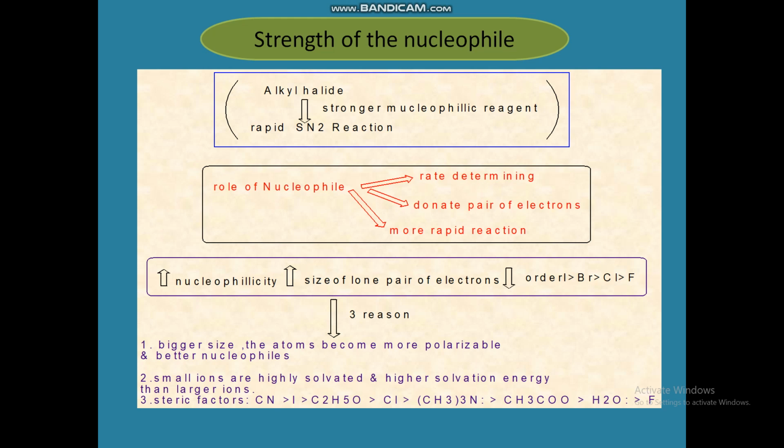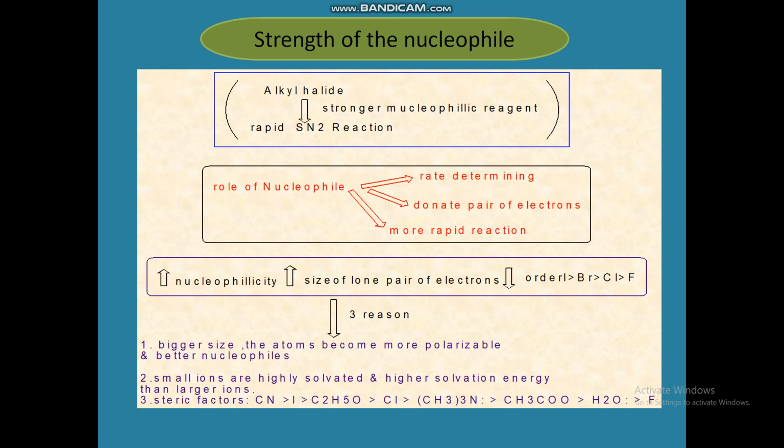First, the electrons in the larger atoms are less tightly bound by the nucleus, and therefore more rapidly available to the carbon atom undergoing SN2 displacement. In other words, because of their bigger size, the atoms become more polarizable and hence are better nucleophiles.